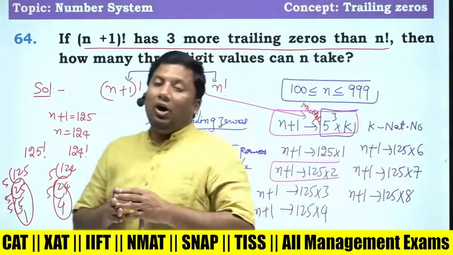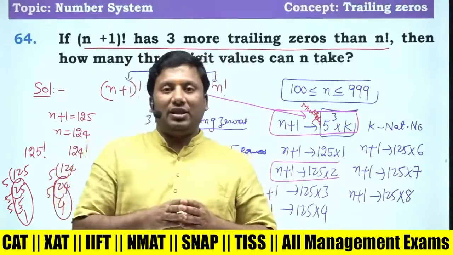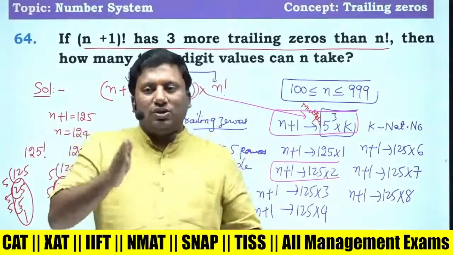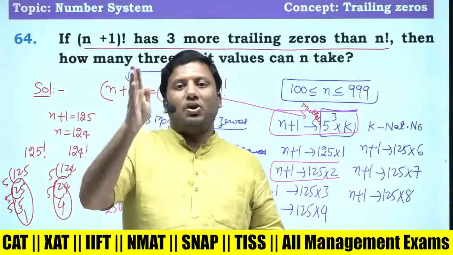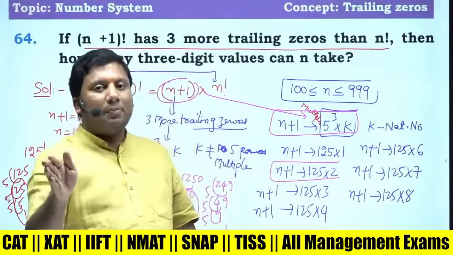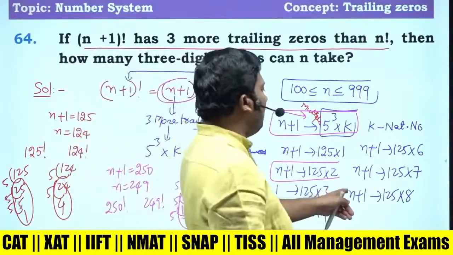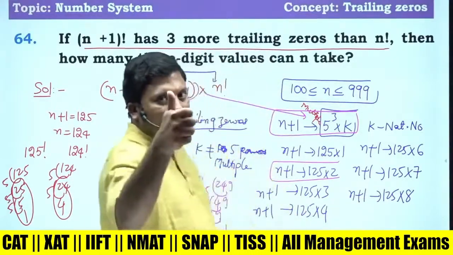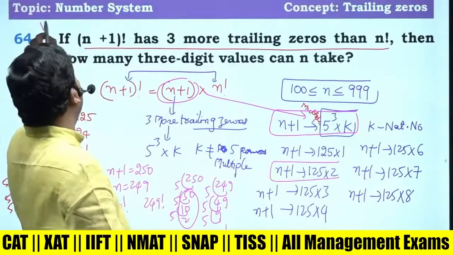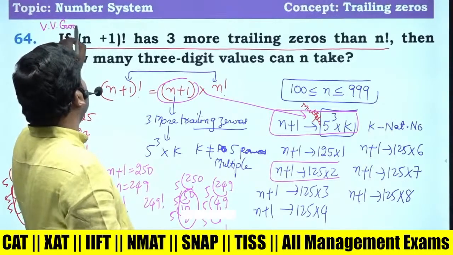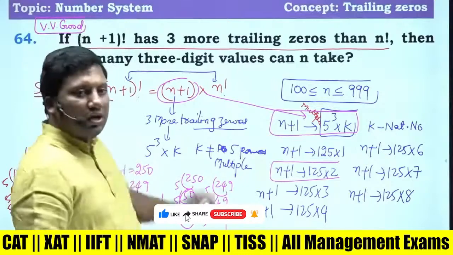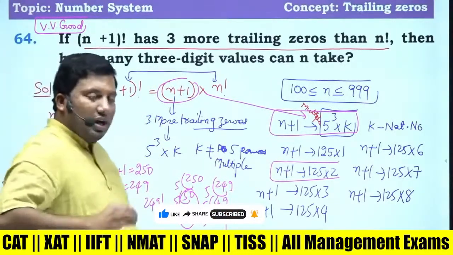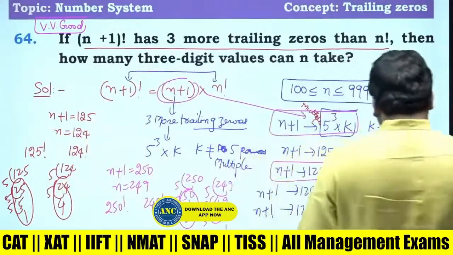125 into k. How many multiples of 125 are there which are 3-digit numbers? 125 ones, 125 twos: 1 possible, 2 possible, 3 possible, 4 possible, 6 possible, 7 possible, 8 also possible. Why? Because n plus 1 is 1000, n will become 999. That is possible. Are you all with me? Very good question. Please put a star mark on this question. Extremely interesting question. N plus 1 will take multiples of 125.